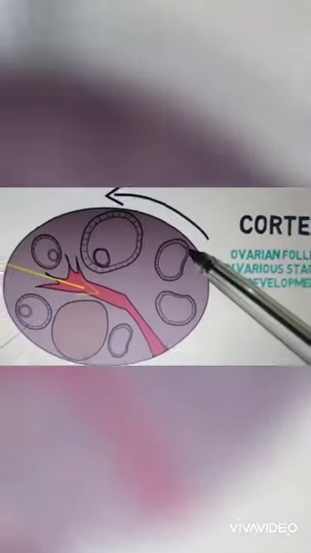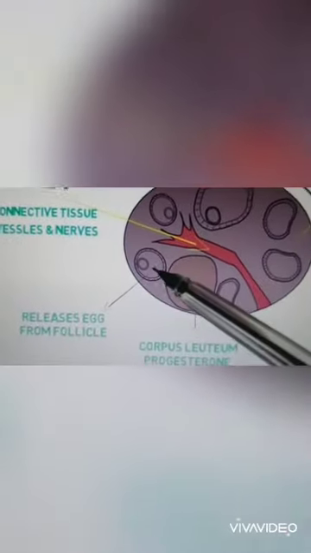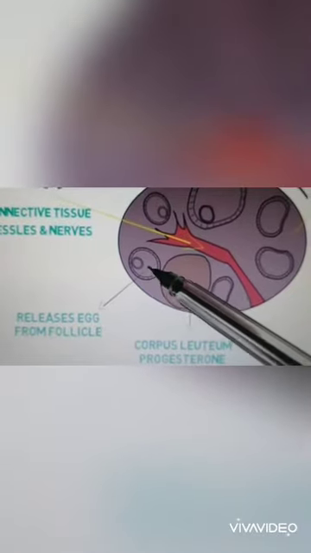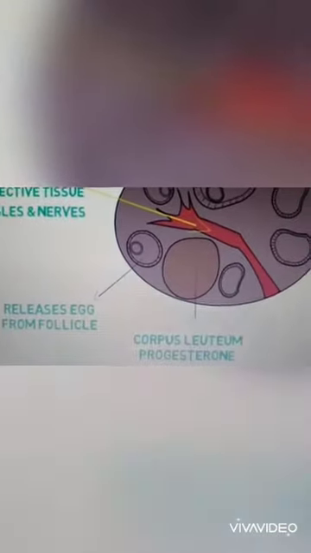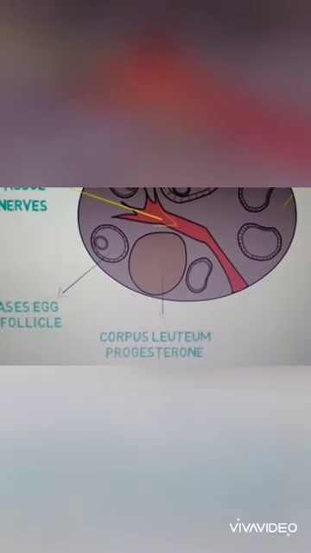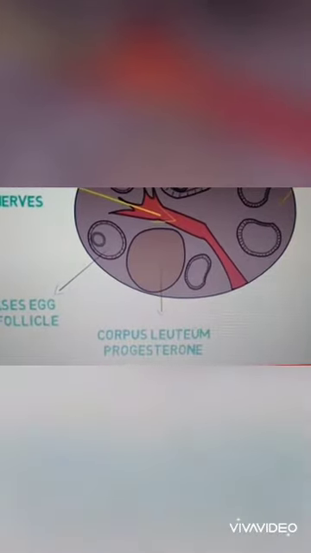These are the ovarian follicles. These ovarian follicles release estrogens. When they mature, they release the egg from the ovarian follicle. When the egg is released from the ovarian follicle, that matured ovarian follicle is known as the corpus luteum, and then it releases a hormone known as progesterone.